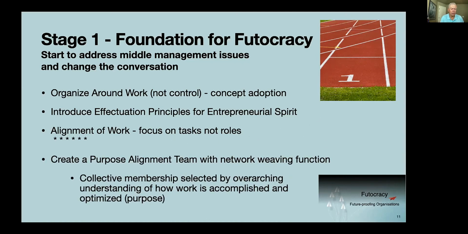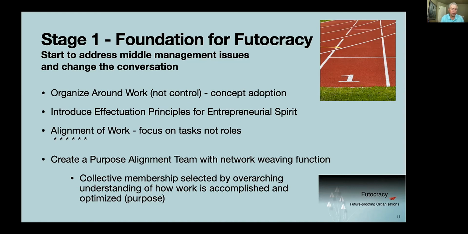That is combined with starting up a purpose alignment team. This can start as an ad hoc team that starts to look at the bigger issues of the organization, what's working, what's not working, and start to think about how the organization needs to be shifted around such that controls are not keeping work from occurring. This is a collective membership that's looking at key people throughout the organization to have an understanding of how work is accomplished and how to optimize that work relative to the purpose.